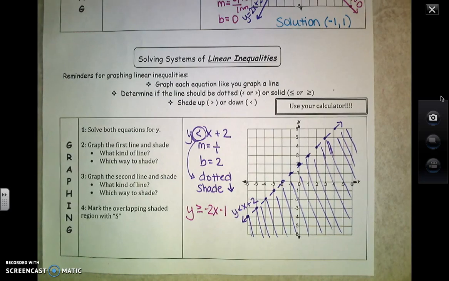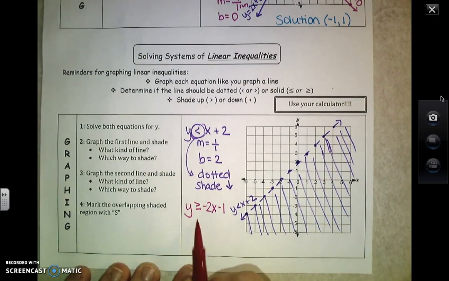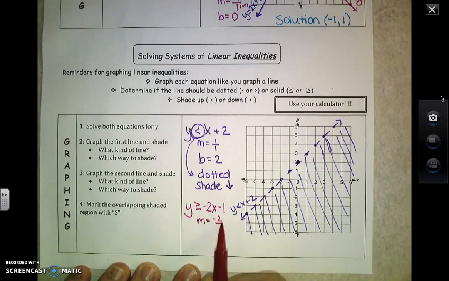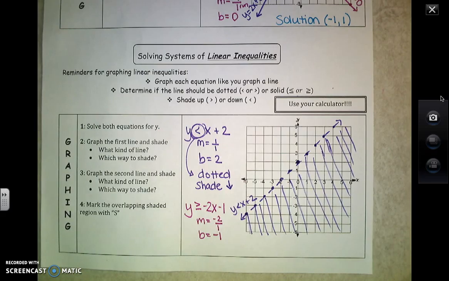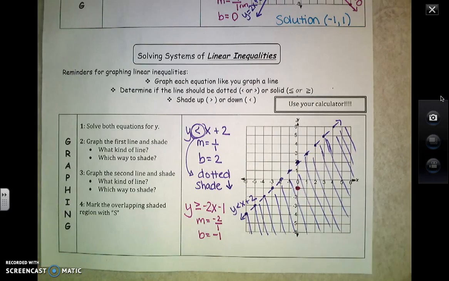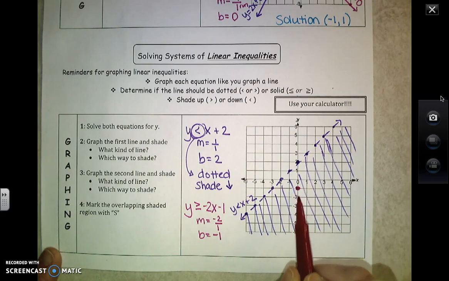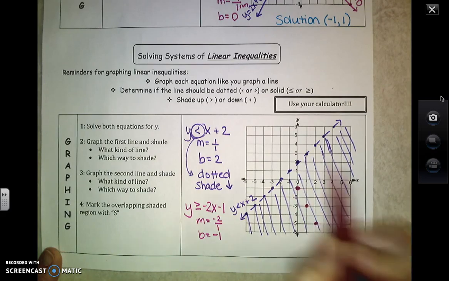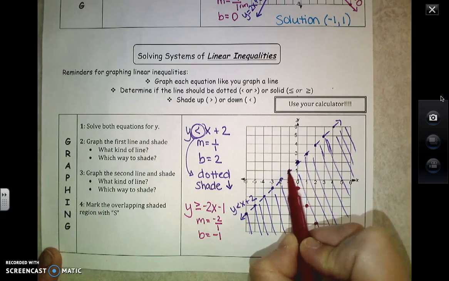Okay, so y is alone. We don't have to do that part. So this has a slope of negative 2 over 1 and a y-intercept of negative 1. So we're going to plot negative 1 on the y-axis. And we're going to use the slope to rise negative 2 and run 1. So rise negative 2 and run 1. Rise negative 2 and run 1. Now I'm going to rise positive 2 and run negative 1.